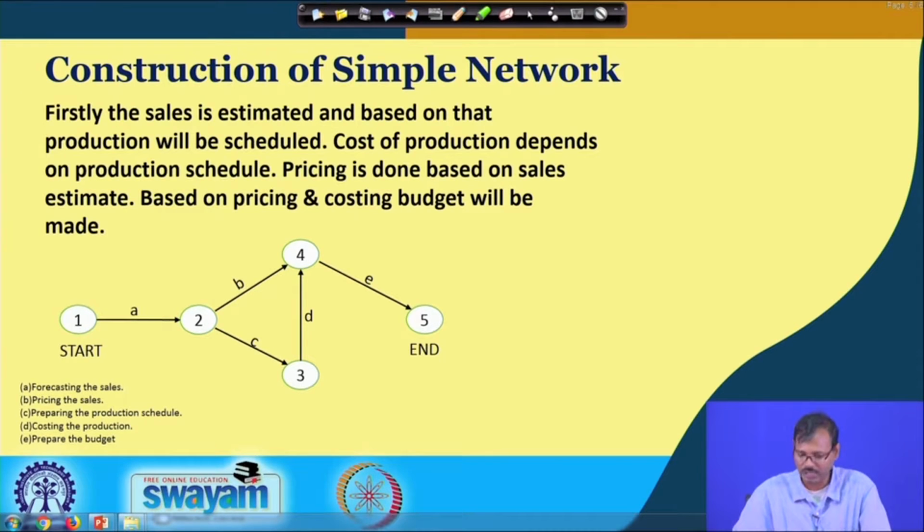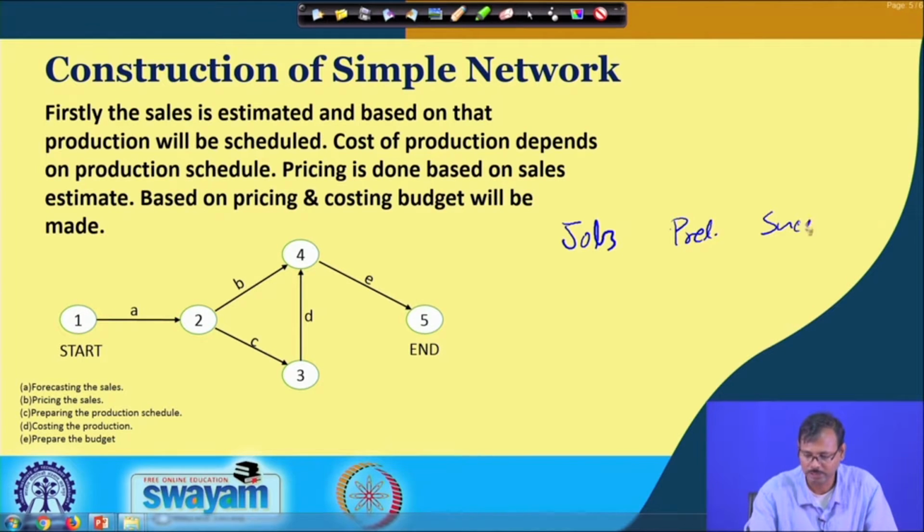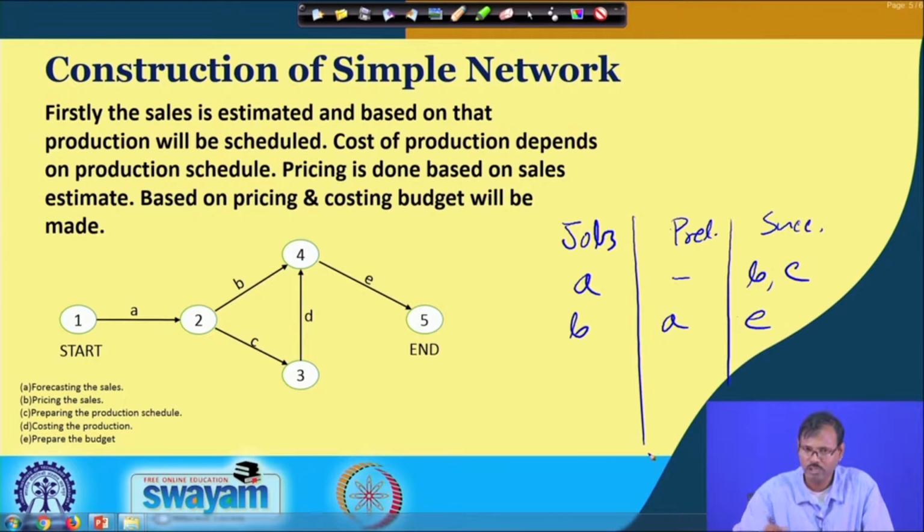So, based on this we can easily write a table where we write the jobs, predecessors, successors. The starting job is A, which does not have any predecessors, and its succeeding jobs are B and C. Similarly, we can write job B, which has predecessor A and successor E. Similarly, we can have job C, which has predecessor A and successor D, and we can have job D, which has predecessor C and successor E, and finally, we have job E, which has predecessors B and D and successors none, because that is the ending process.